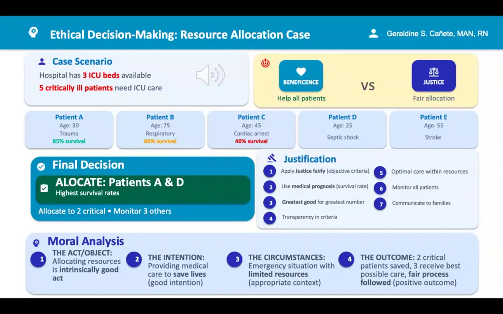And who again are these patients? The 75 years old with respiratory failure with 60% survival rate, the 45 years old with cardiac arrest who had 40% survival rate, and the 55 years old who had stroke with 50% survival rate. So of course, this is an emotionally distressing situation. How would you cope with this?